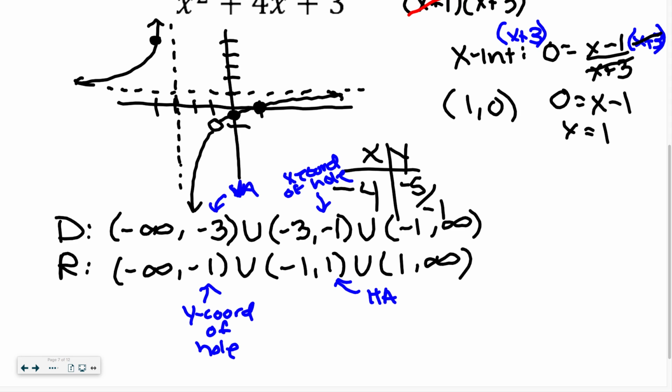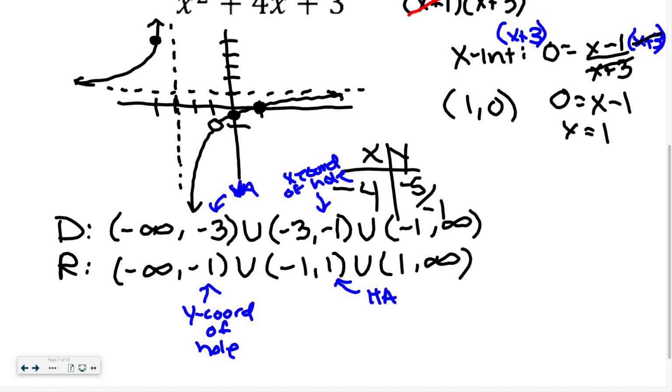Okay, so for domain, you are going to exclude your vertical asymptotes. You're going to exclude the x-coordinates of any holes that you have. For your range, you'll exclude y-coordinates of holes and horizontal asymptotes. But the range is a little bit different. You have to pay attention to your graph. If there had been a branch below the horizontal asymptote and I didn't have another hole over there, which I didn't find, then I potentially could have had a value at negative 1. So I wouldn't have restricted that. Okay? And it would have been everything less than the horizontal asymptote.